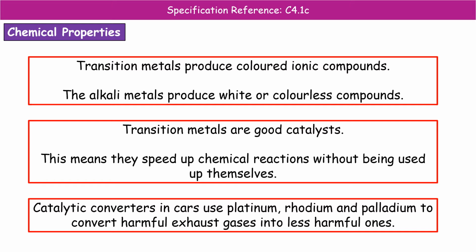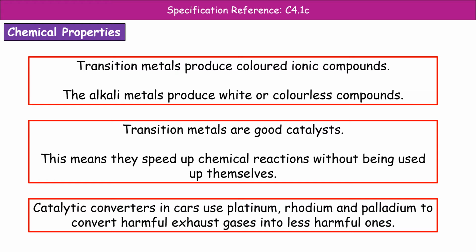When we consider the kind of compounds that our transition metals make, they make coloured ionic compounds. Whereas if we compare to our alkali metals and their compounds, they tend to be white or colourless. So the transition metals are way prettier. They come in purples, greens, blues, greens. Lovely. Whereas the alkali metals, white or colourless. They're dull. So remember, alkali metals, white or colourless compounds, transition metals, a range of coloured ones.